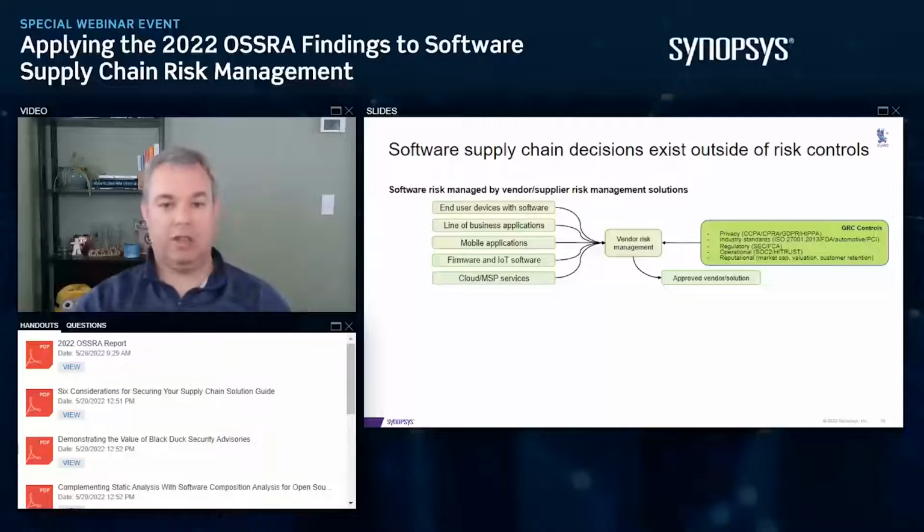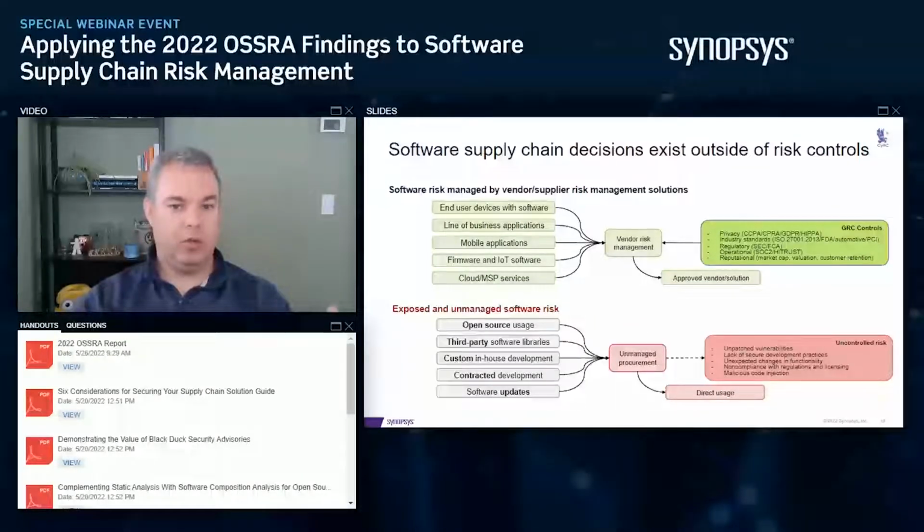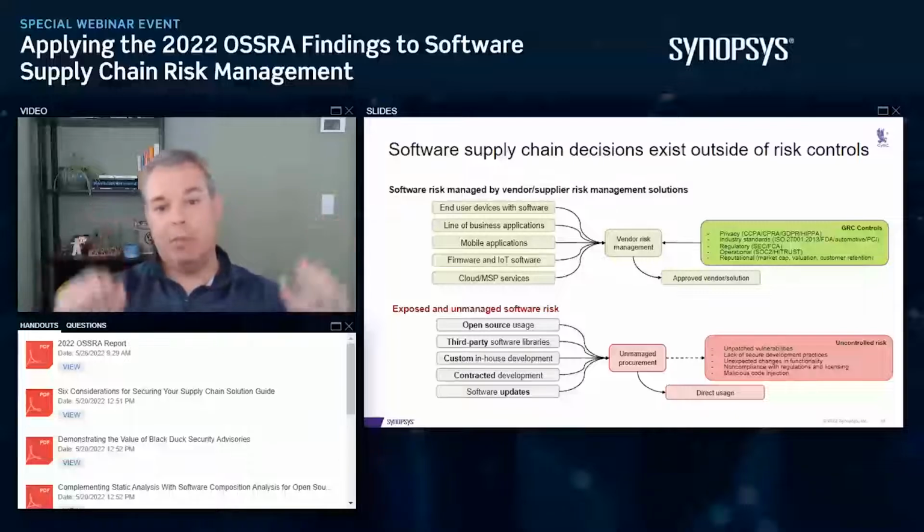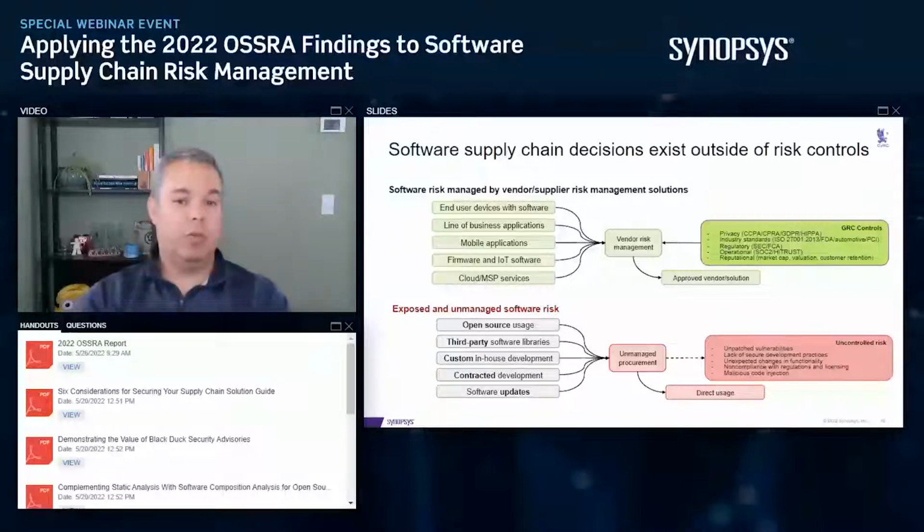These all become challenges associated with the ability to manage the risk within the entity. As an example of some of the risks that end up becoming unmanaged procurement, or almost a shadow IT type scenario, it's being able to download open source components, the third-party libraries that developers choose to use when creating new applications. If there's in-house development, well, that doesn't go through procurement because it's in-house, but is the security target of that particular application something that is appropriate for use in a different scenario? Contracted development, and I mentioned software updates.